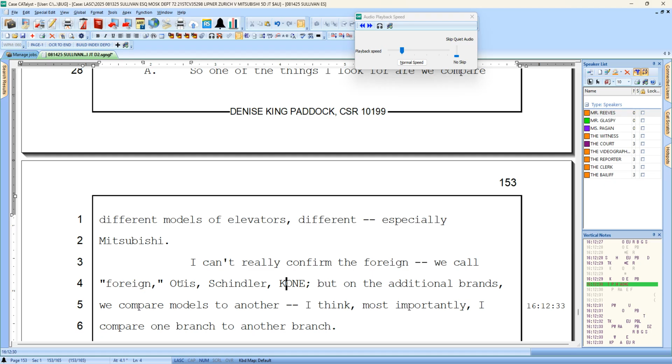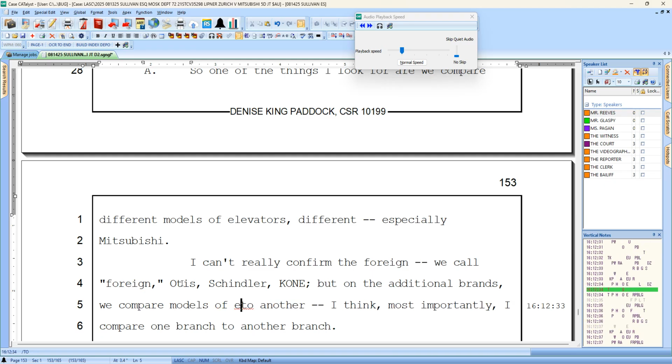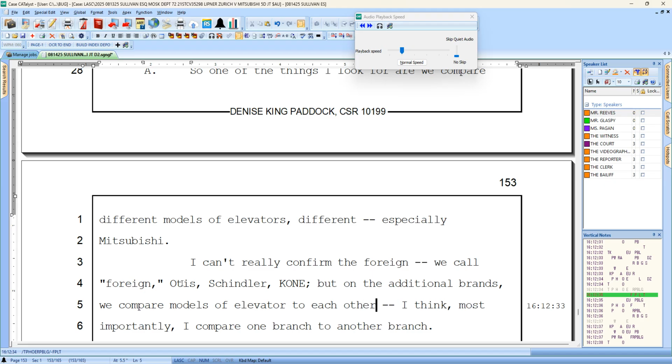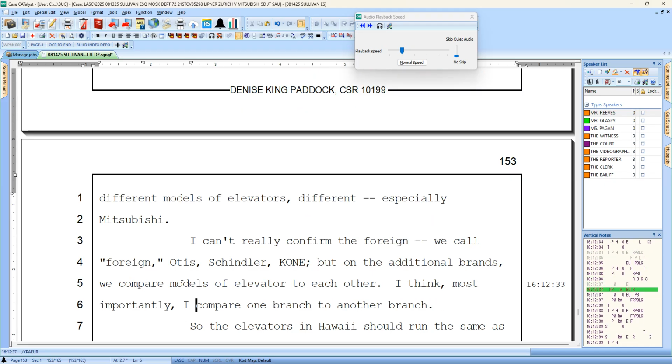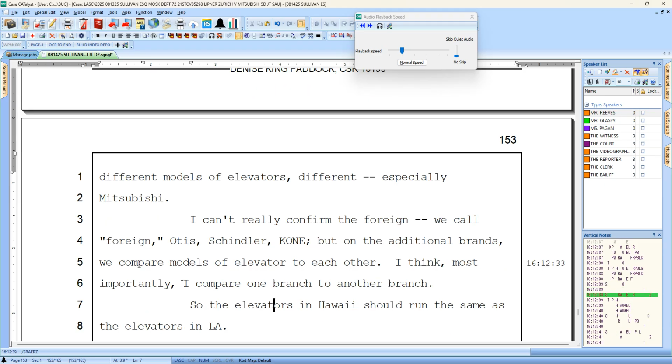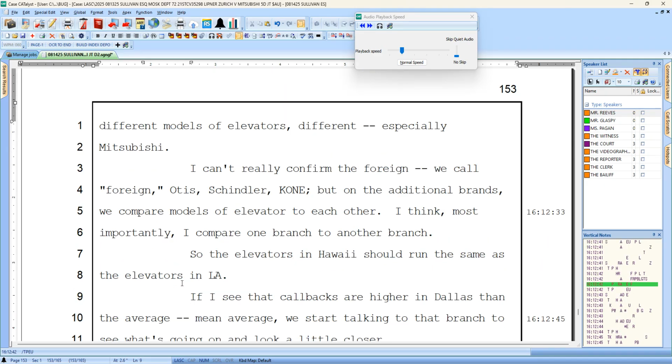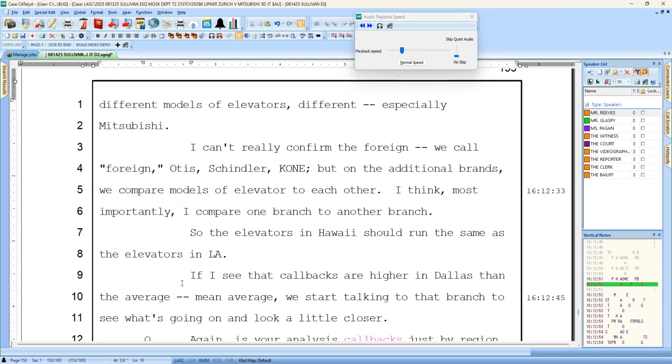Models of elevator to each other. I think most importantly, I compare one branch to another branch. So the elevators in Hawaii should run the same as the elevators in LA. If I see callbacks are higher in Dallas than the average, mean average, then we'll start talking to that branch.